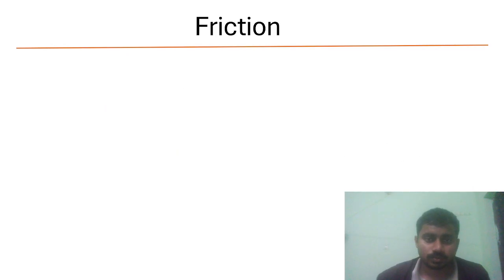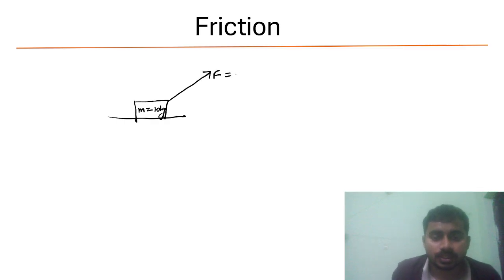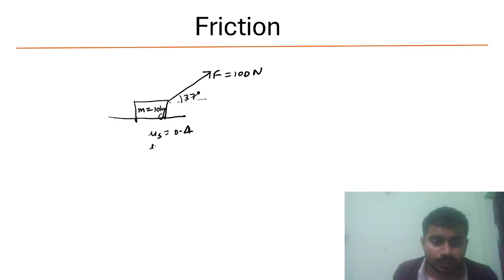Okay, so let's solve some more problems on it. Let's say I have a brick block, again a block m is equal to 10 kg only, and here I am applying a force of 100 Newton, but it is at an angle of 37 degrees. And this same mu s is 0.4 and mu k is 0.3. So what will be the acceleration? Find the value of acceleration. So let's solve this problem.